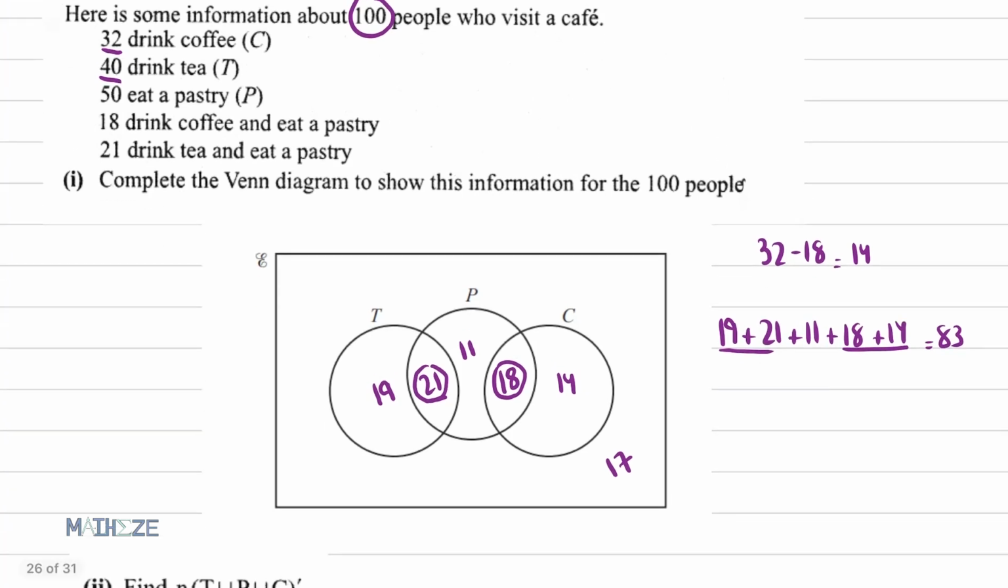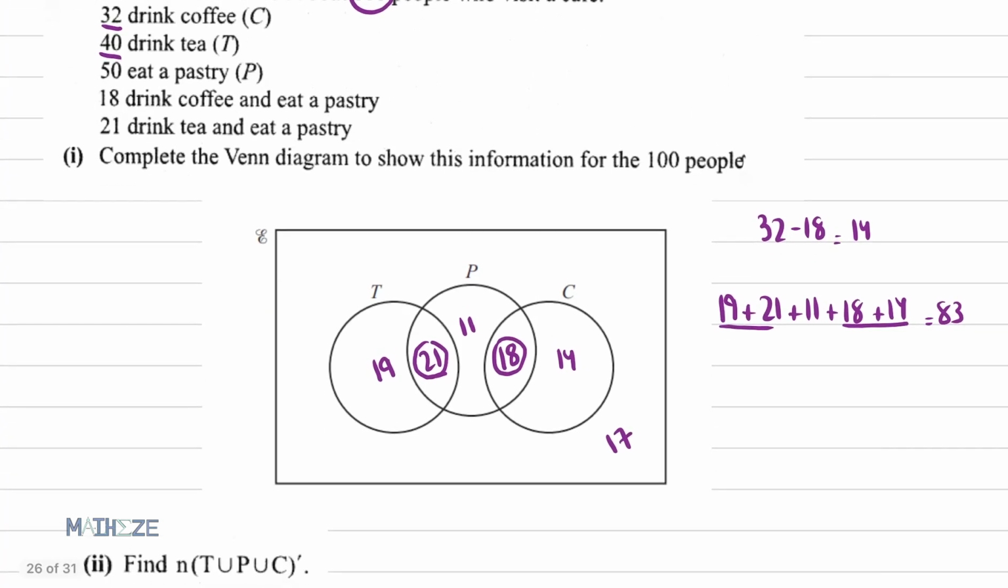17. Now you are supposed to find out n of T union P union C complement. That means outside T, P and C. So what's my answer? 17. So at this point, let's end the topic word problems involving three sets. Till then, guys, take care. Bye.